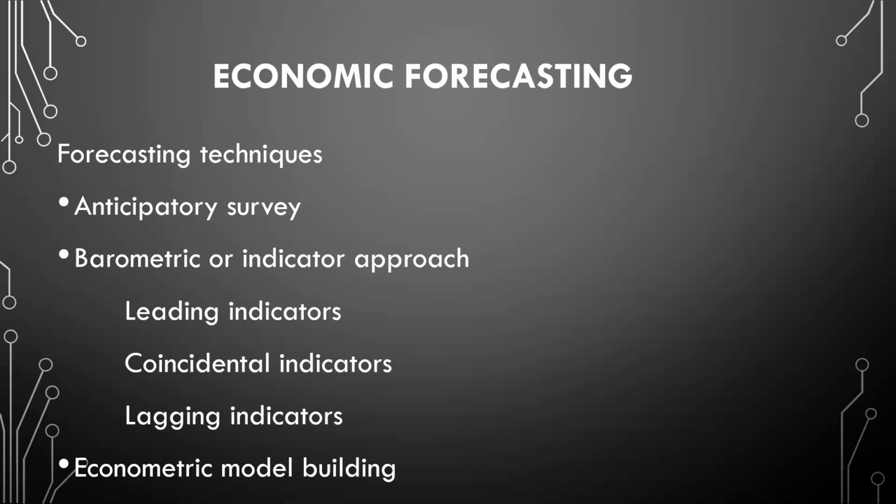The second type for economic forecasting is the barometric or indicator approach. Under the barometric or indicator approach, certain indicators are studied closely to take out clues on whether there will be a change in the economic conditions. So these indicators are of three types. There is a leading indicator, there is a coincidental indicator, and there are lagging indicators.